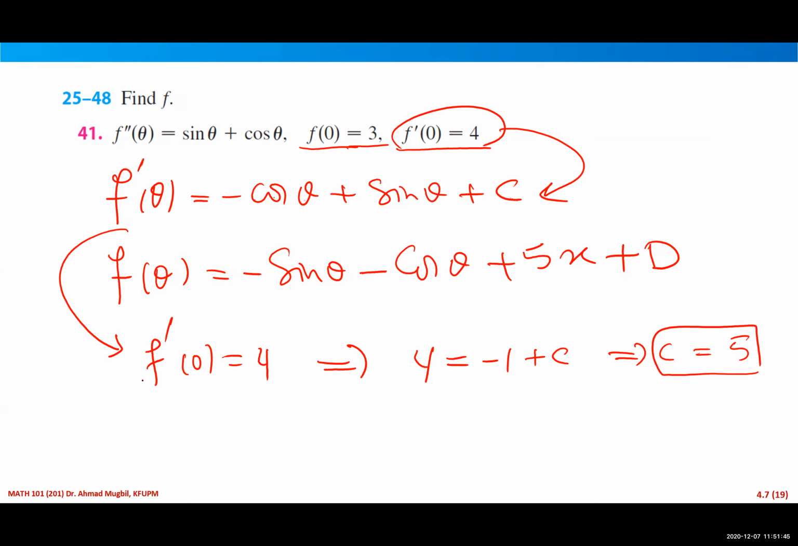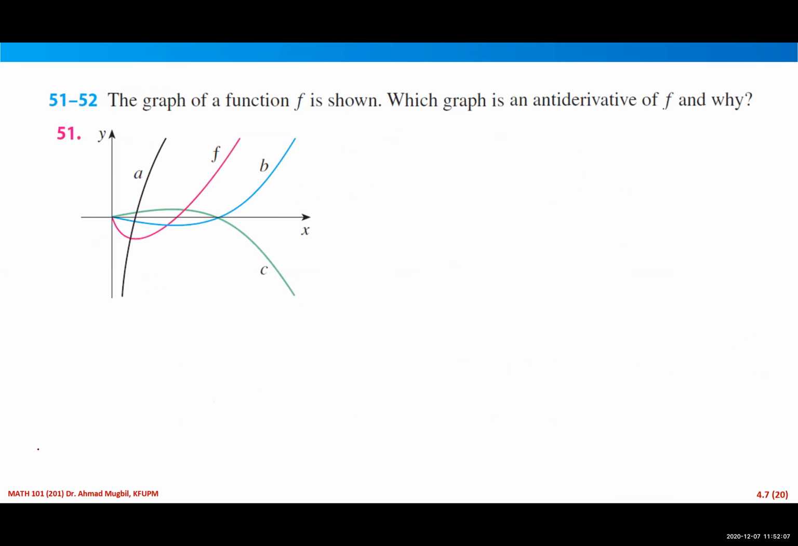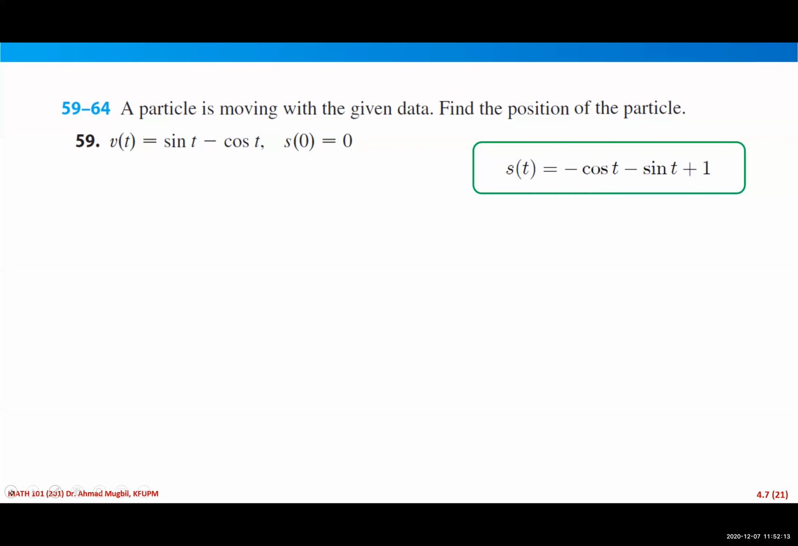Okay. Now, the value of the function at 0 is 3. This means that 3 equals 0, negative 1, plus 0 plus d. So this means that d equals 4. And the specific answer that you have is this one. I think this is the last problem. No, we still have, but I will leave them for you, Shabab. The final answer is there. And that's it. This is all what we have, Shabab.